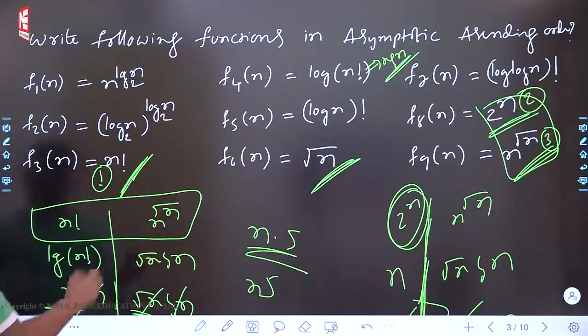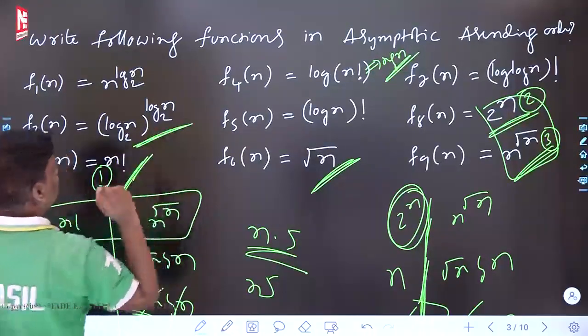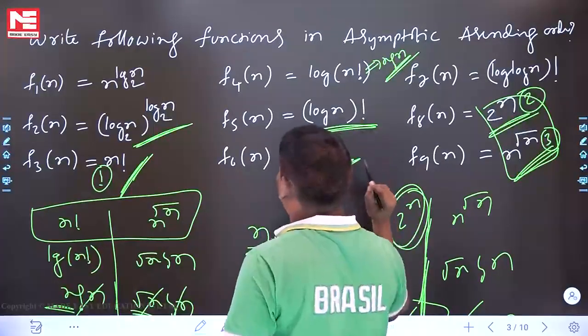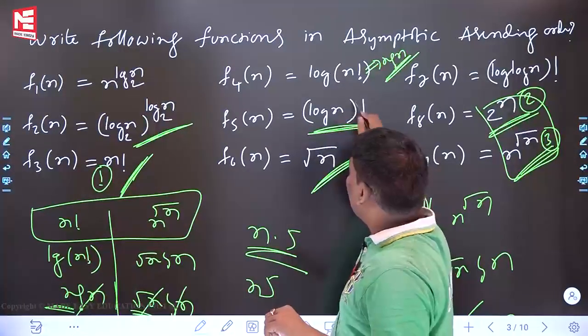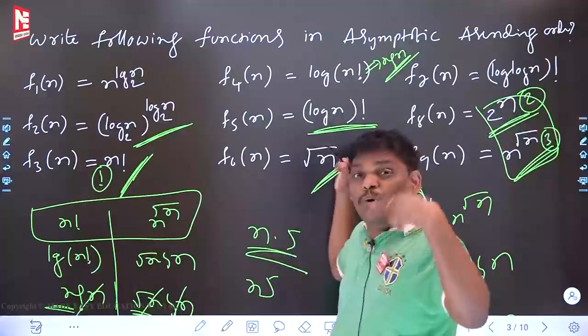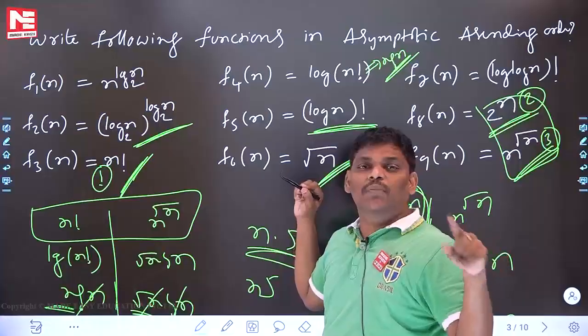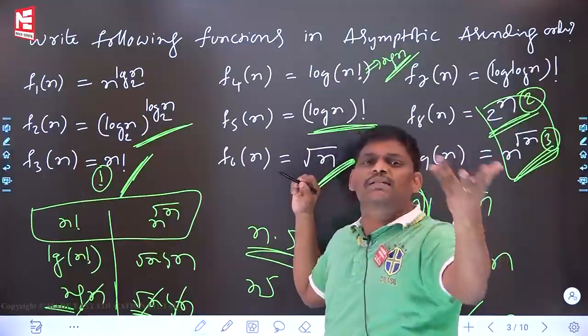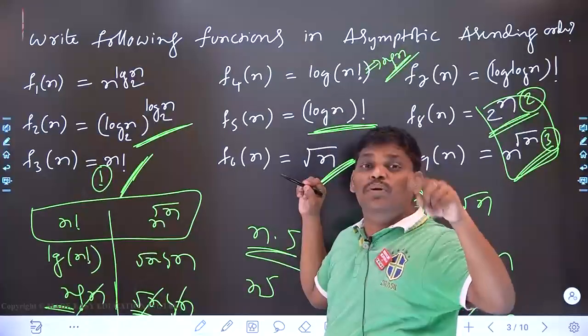Next one, log n power log n. This is going to be log n factorial. Can you help me? What is the upper bound of n factorial? n power n, which is more than n factorial. That is called the upper bound. The n factorial upper bound is n power n.